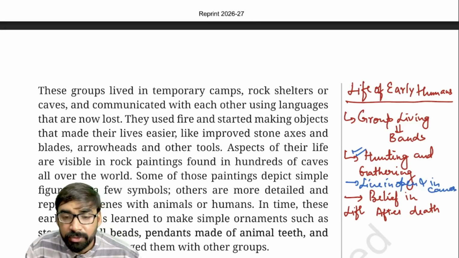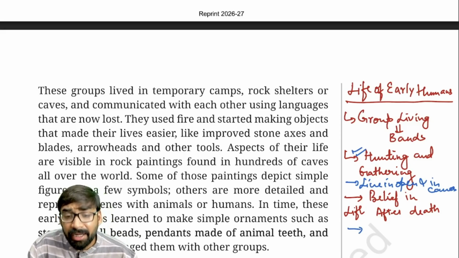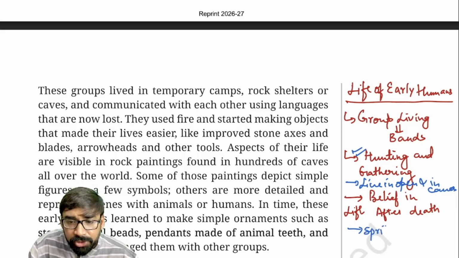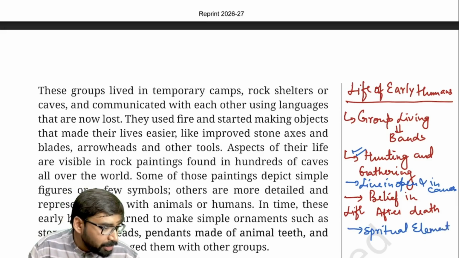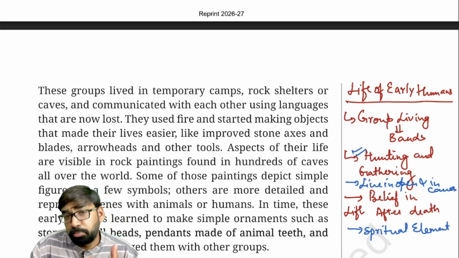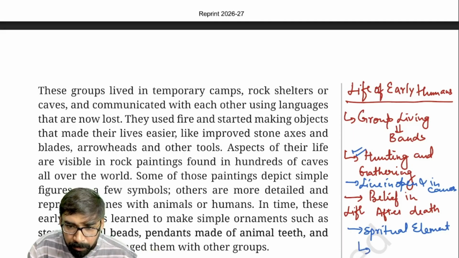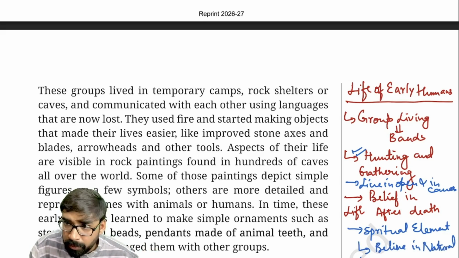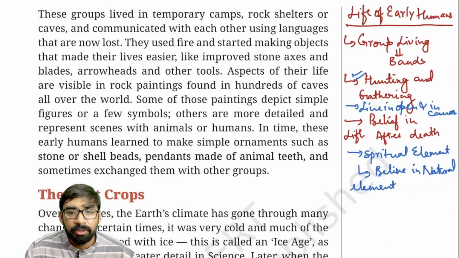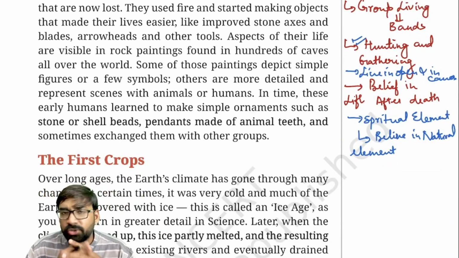Then they had a belief in life after death. Is there any spiritual element? अब ये भी question. Is there any spiritual element which was present at that time? So possibly they had the belief in natural elements. है ना? They believed in natural elements. Natural element means because they were dependent on nature completely, so they might worship nature.